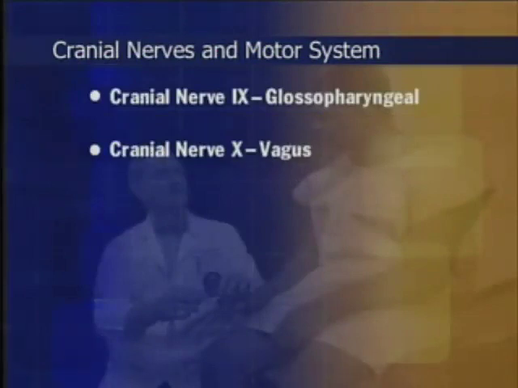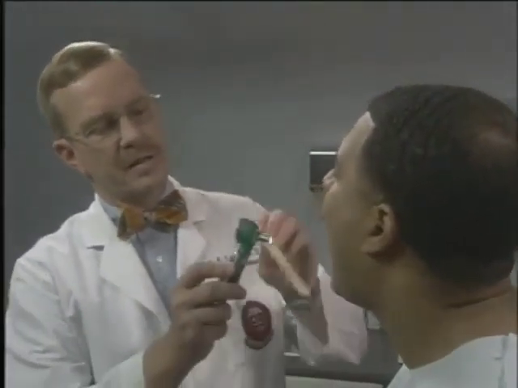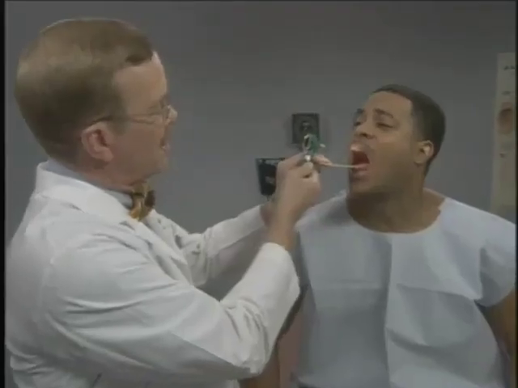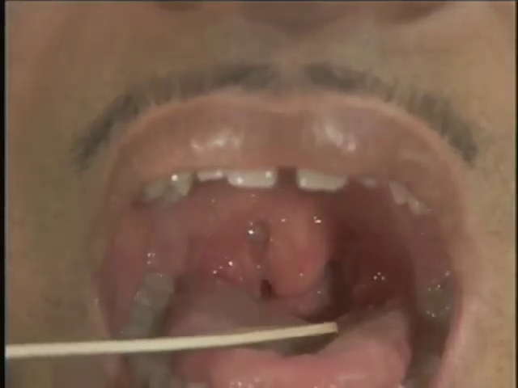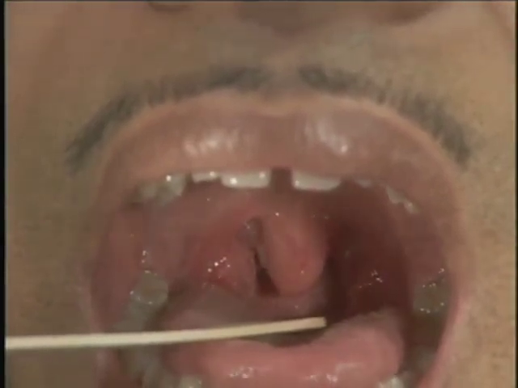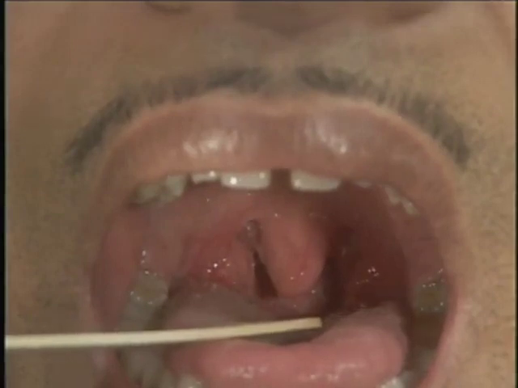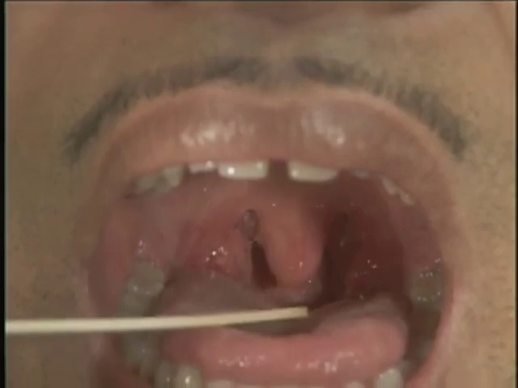Cranial nerves 9 and 10, which are the glossopharyngeal and vagus nerves, mediate the sensory and motor functions of the palate, the pharynx, and the larynx. To test these nerves, ask the patient to say ah or yawn. Assess the patient's voice. Is it hoarse? Does it have a nasal quality? Observe the soft palate and the uvula. The soft palate should rise promptly and symmetrically, and the uvula should remain midline. Then inspect the anterior and posterior pillars and the pharynx.